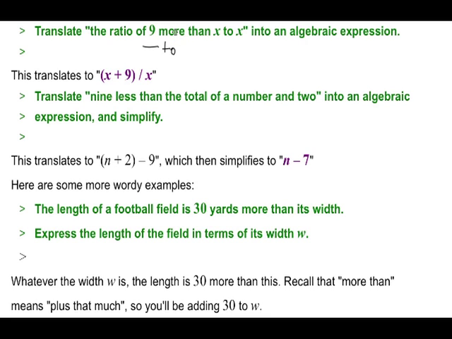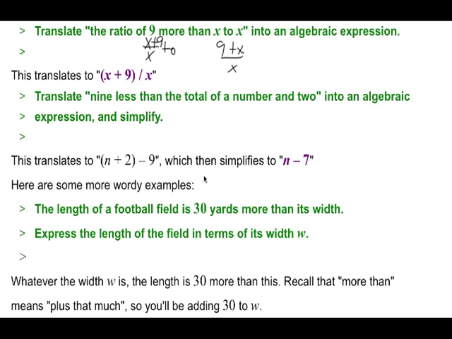9 more than x, we know more than means addition. So what are we going to add? Well, it says 9 more than the x. So we're going to add 9 to the x, and then that's to the x on the bottom. Now, if we had written 9 plus x to x this way, that would have been fine. Either one would be correct.